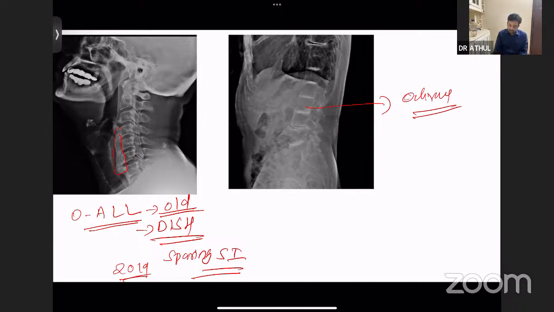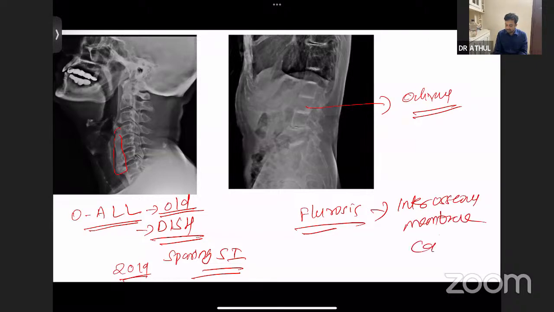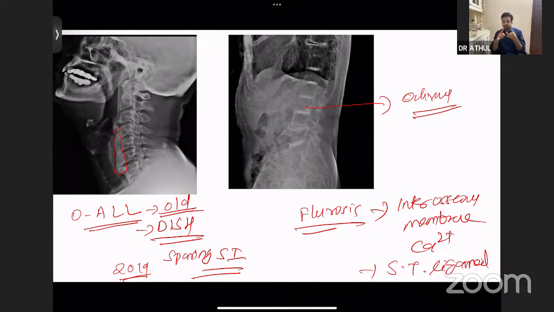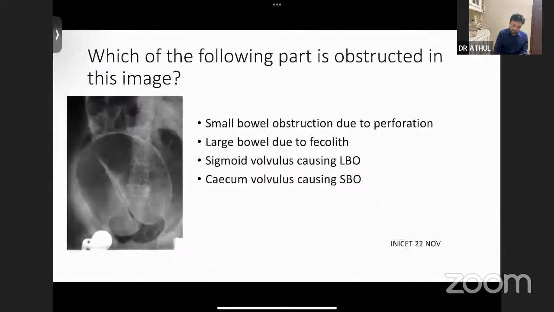Go back and read. For fluorosis, just remember, there will be interosseous membrane calcification and calcification of the sacrotuberous ligament. All these are the ligaments that will get calcified in fluorosis. So you should know how to differentiate between ochronosis, fluorosis, ankylosing spondylitis, and DISH. Go back and revise before you go to the exam.